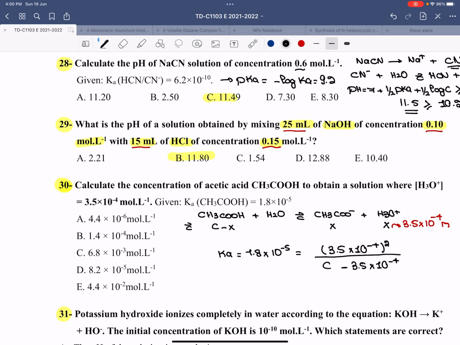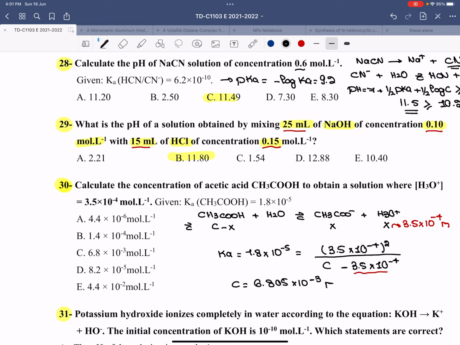Find C. That's it. Find C. Okay? Remember, when you have an option, look at X. Look at X. Okay? If X is very low, you can actually neglect it. It's not wrong. When you neglect it, you get C is equal to 6.805 times 10 to the power negative 3 mole per liter.